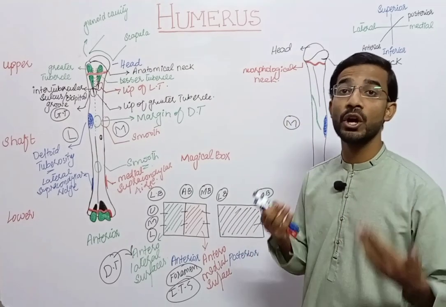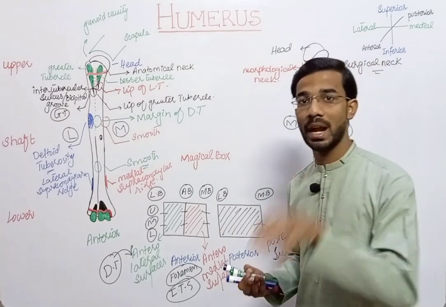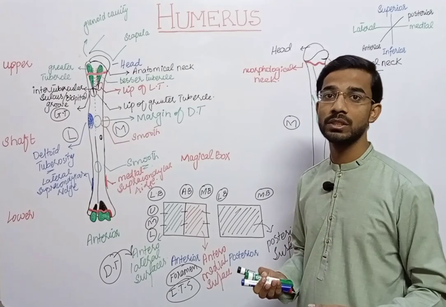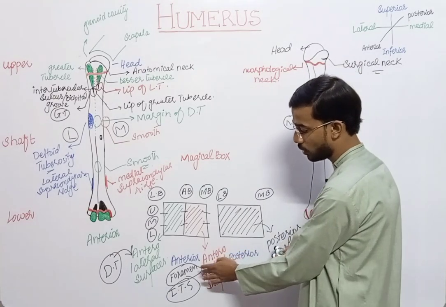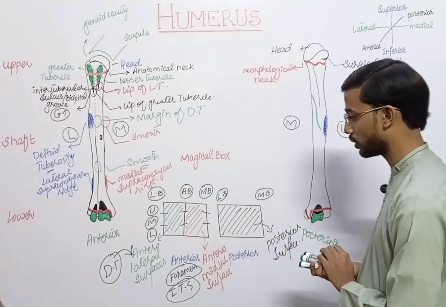Foramen is actually a hole through which the blood vessel enters into the bone and provides nutrients to the bone. So these are the two components present in the anteromedial surface.